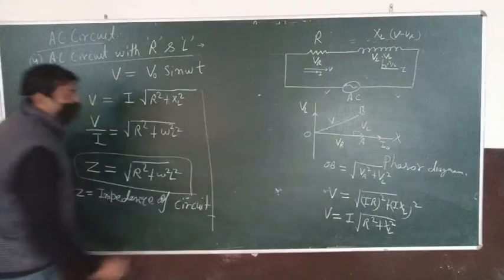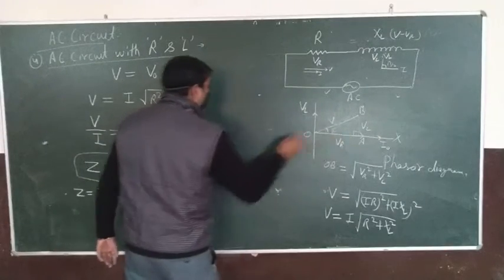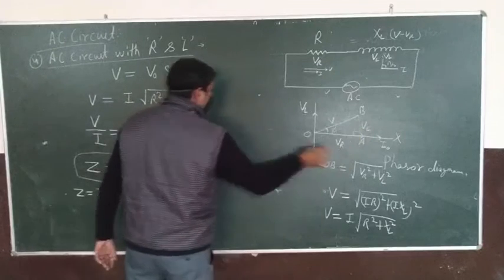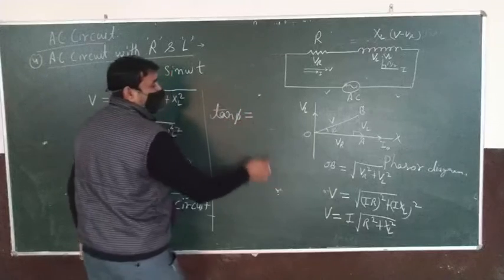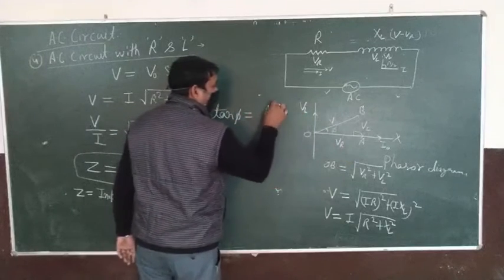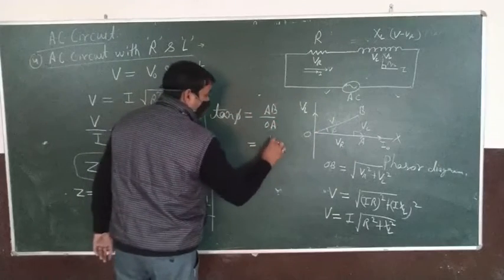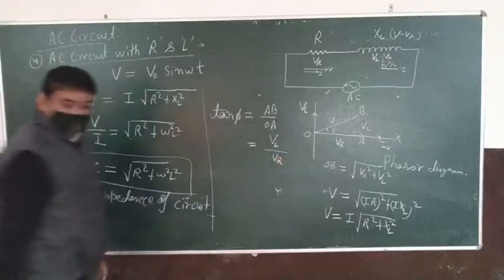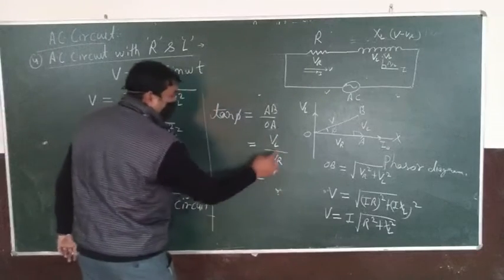Now the direction of the voltage, this is the phase angle phi, therefore we have the value of perpendicular and base, therefore tan phi is equal to, calculate by using AB upon OA, this value is VL upon VR, ठीक है, VL upon VR.